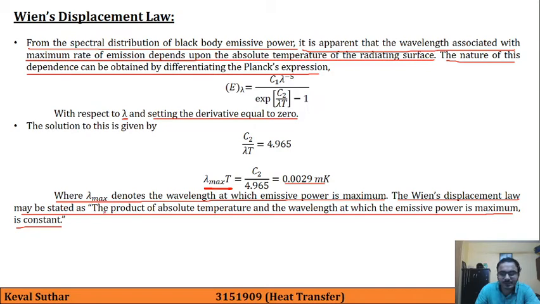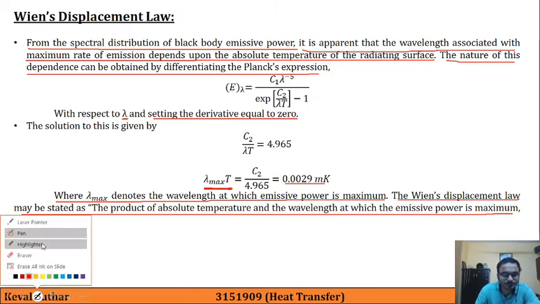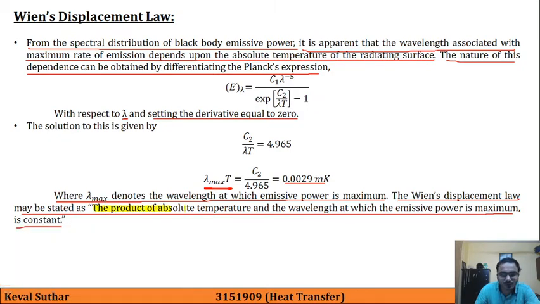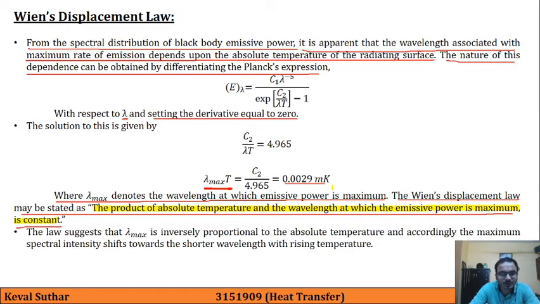To repeat this part, the product of absolute temperature and the wavelength at which the emissive power is maximum is constant, and its value is 0.0029 meter Kelvin. The law suggests that lambda maximum is inversely proportional to the absolute temperature, and accordingly the maximum spectral intensity shifts towards the shorter wavelength with rising temperature.